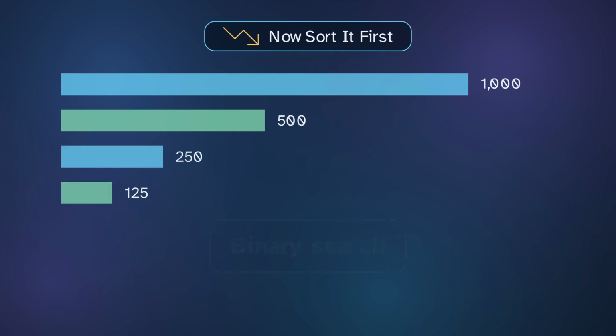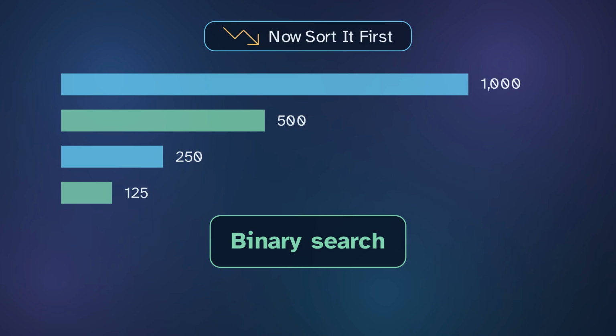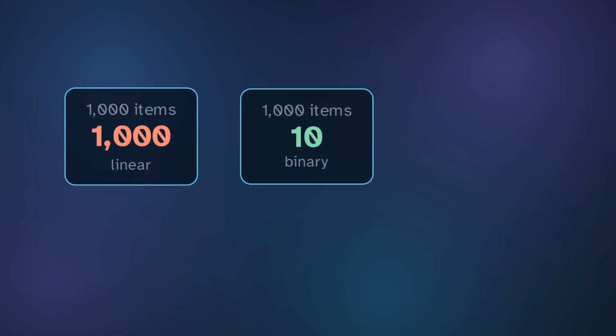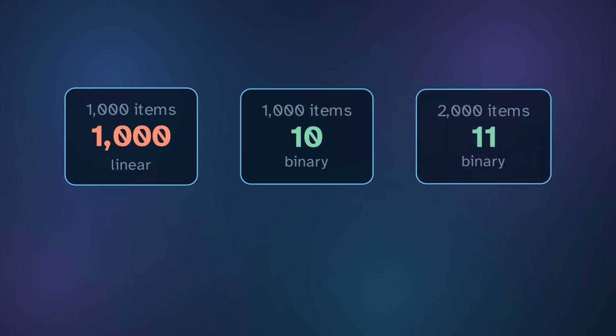500, then 250, then 125. Keep going and you reach a single item after about 10 steps. So linear search needs 1000 checks and binary search needs 10. Double the data to 2000 items. Linear search now needs 2000 checks. Binary search needs 11.